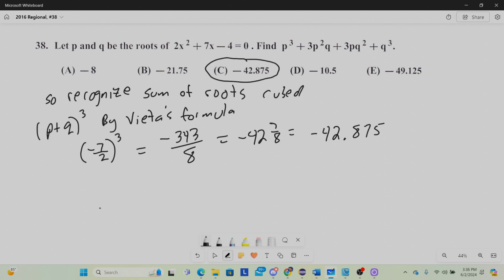And so your answer is C. You recognize that you want the sum of the roots expanded to the third power, and so by Vieta's formula, the sum of the roots is negative b over a, and that's how you get it. Good, I hope you learned something, and that's my instruction for today.